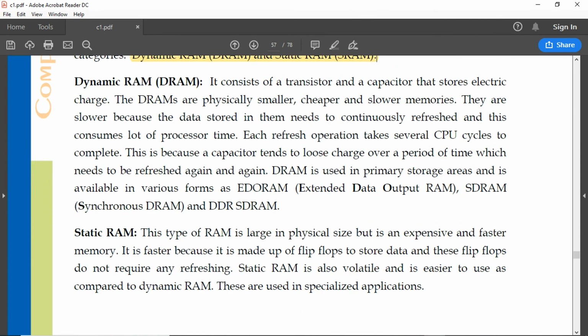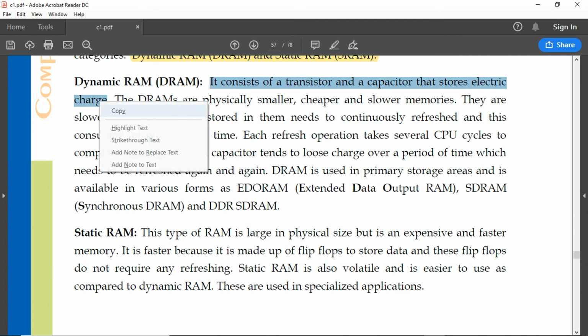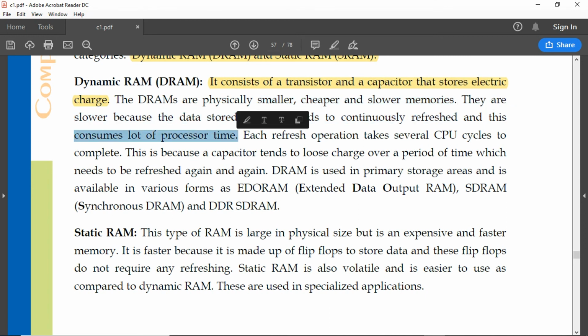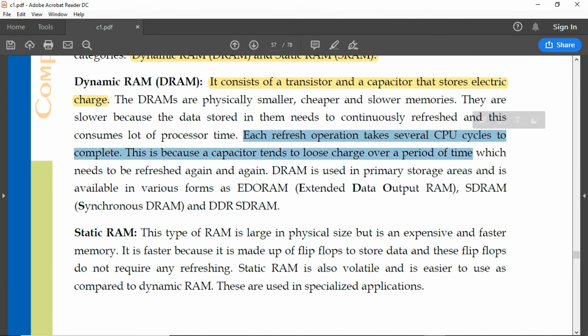Dynamic RAM, DRAM. It consists of a transistor and a capacitor that stores electric charge. The DRAMs are physically smaller, cheaper, and slower memories. They are slower because the data stored in them needs to be continuously refreshed, and this consumes a lot of processor time. Each refresh operation takes several CPU cycles to complete. This is because a capacitor tends to lose charge over a period of time, which needs to be refreshed again and again.